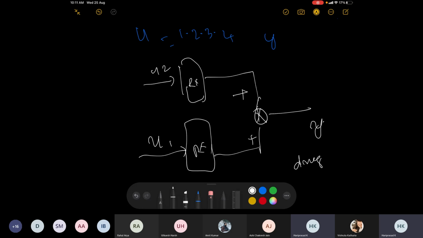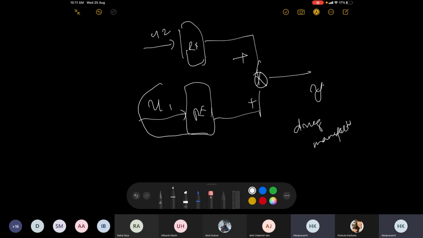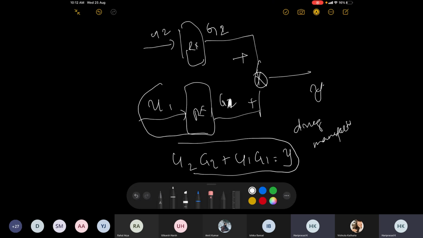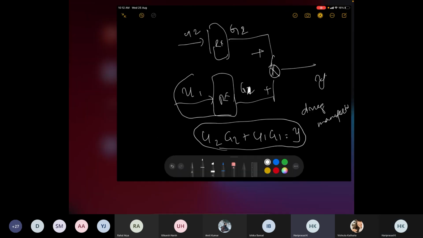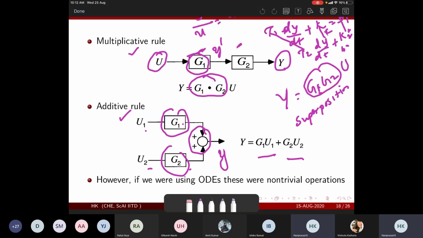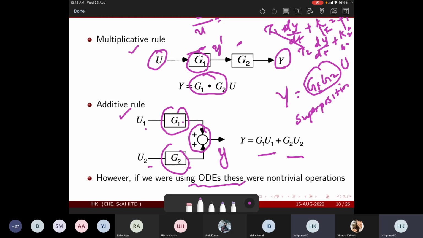Basically, in drug manufacturing or even petroleum, most of the time, you have multiple excipients which have to pass through independent operations, and you mix them together to get your final outputs. So here also this is a very useful operation. If the transfer function of this is G1 and this is G2, then U2 times G2 plus U1 times G1 is your Y. Very simple. So there is a real advantage of working in the Laplace domain compared to the ODE domain, because it tends to make things very simple. As I told, these operations are non-trivial if you are working in the ODE domain.